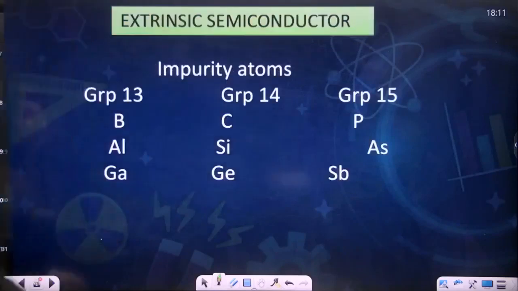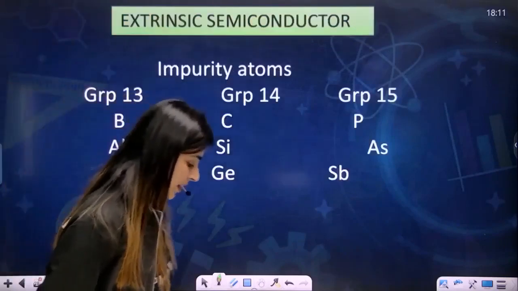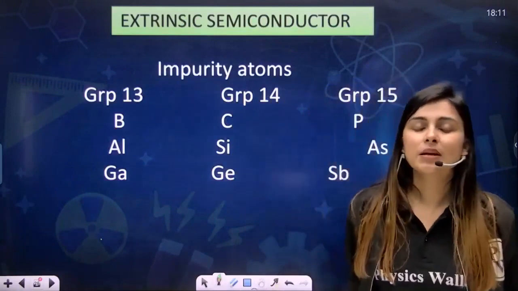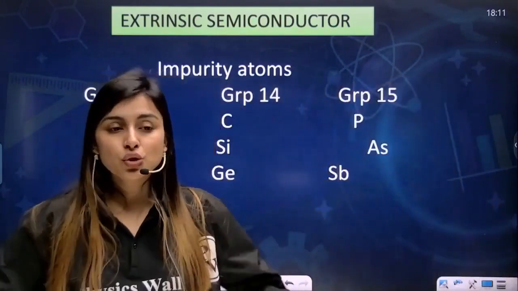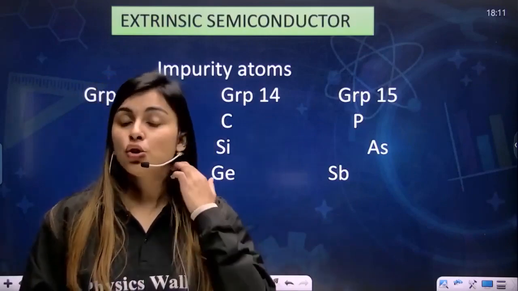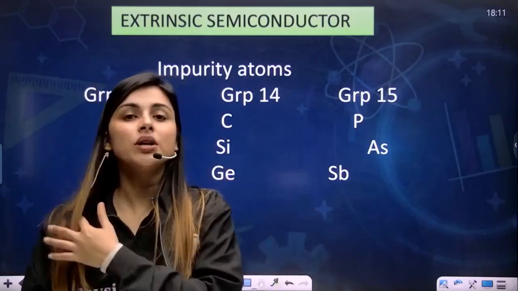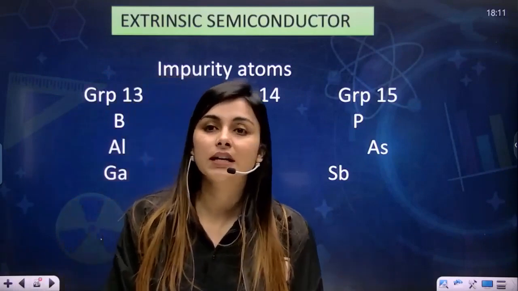Now, let's talk about extrinsic semiconductors. How do extrinsic semiconductors arise, my dear students? Extrinsic semiconductors are semiconductors which you dope, and you make them good conductors. How do we increase their conductivity?